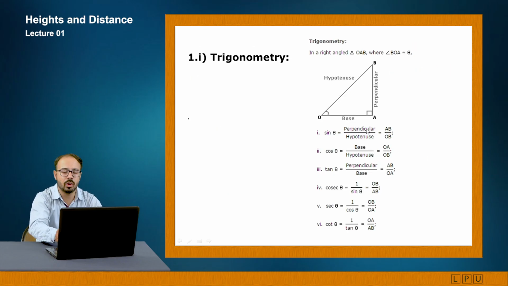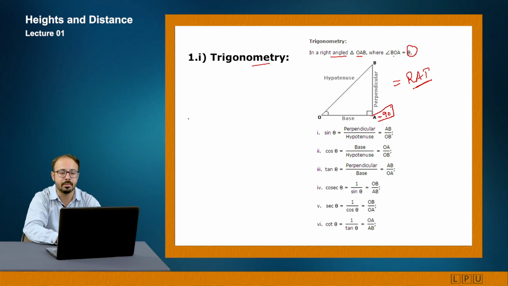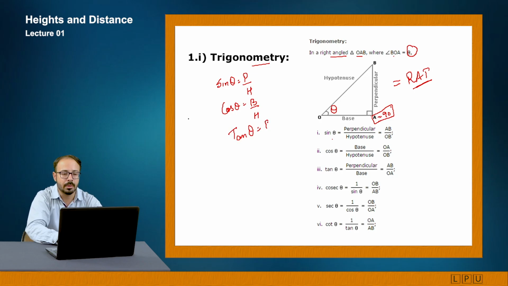Now, trigonometry, as we all are aware of, is mostly applicable in a right angle triangle. This is a right angle triangle where angle A is equal to 90 degrees. As I have written in this, in a right angle triangle OAB, angle BOA is theta, which I need to find, where angle A is equal to 90 degrees, meaning right angle at A. This is the value theta I have. Sin theta we all have done in this way: sin theta is P upon H, cos theta is B upon H, tan theta is P upon B.